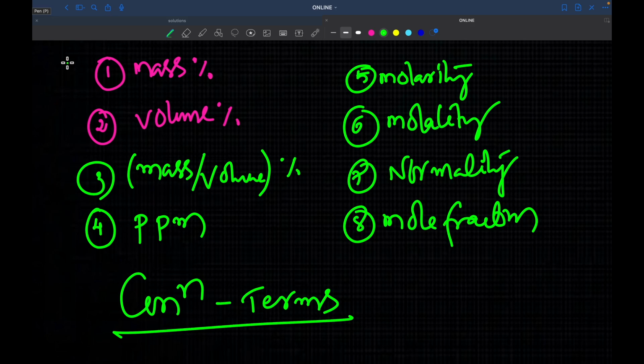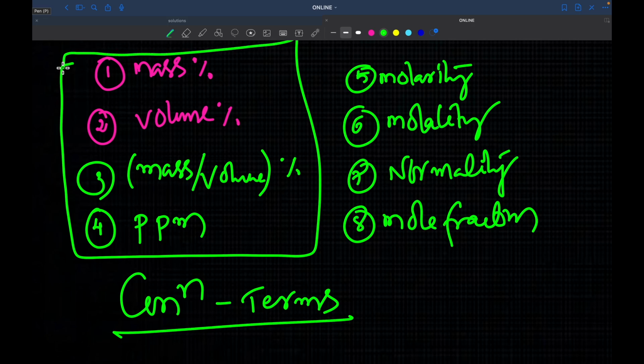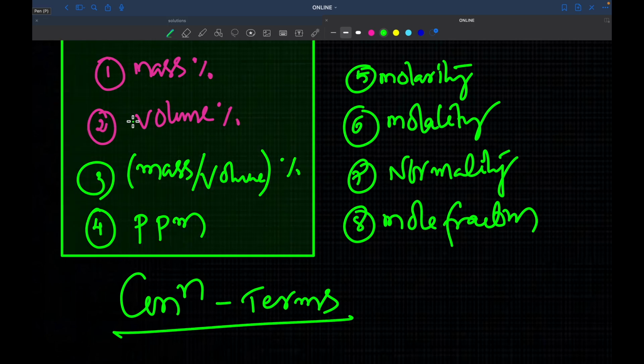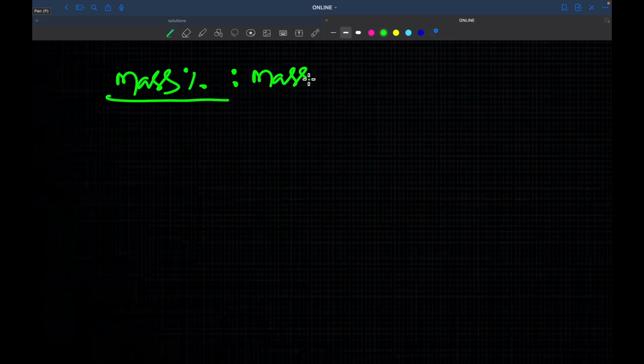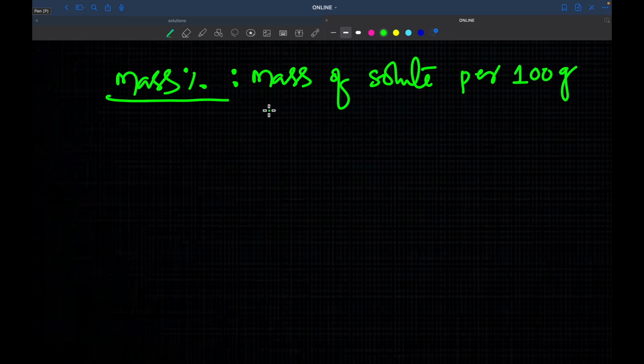So the first four are very easy. You have been studying these from class 10, I believe. Mass percentage, volume percentage, mass by volume percentage, ppm. We'll see one by one. First one is mass percentage. It is the mass of solute per 100 grams of solution.